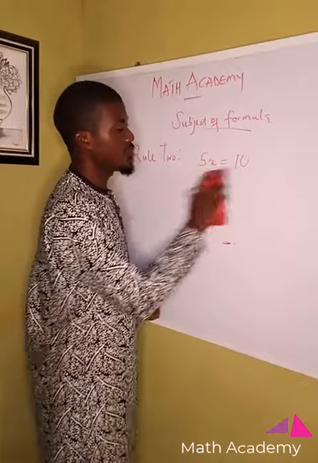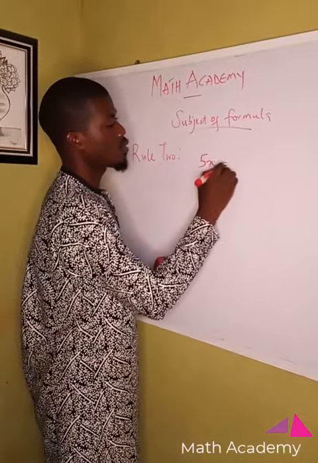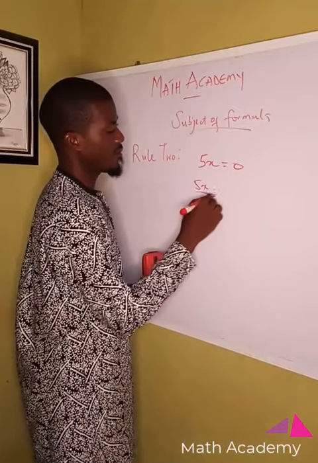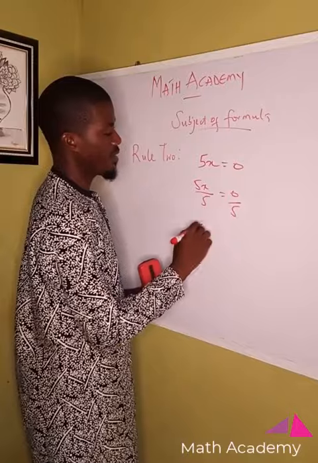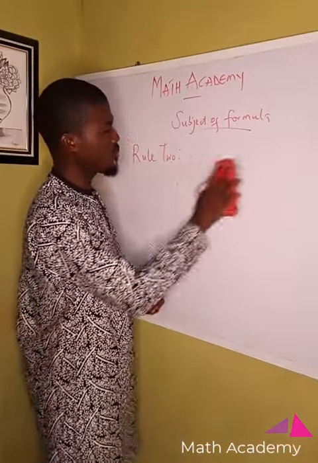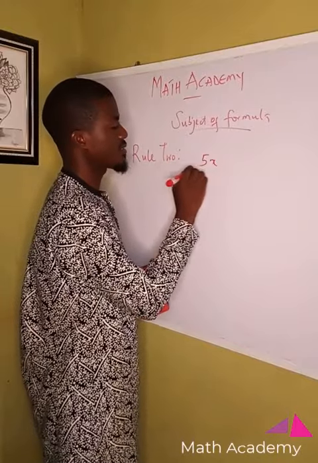Another example is if we say 5x equals 0. Do the same thing. 5x divided by 5 equals 0 divided by 5. x equals 0.